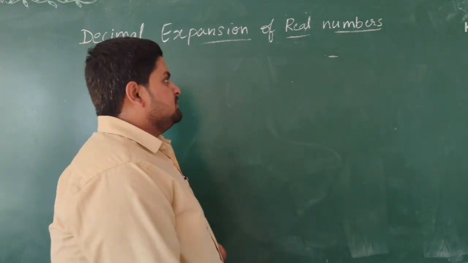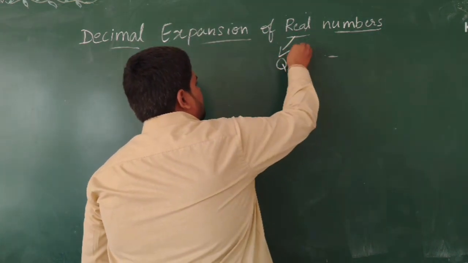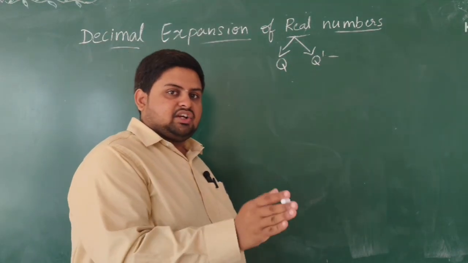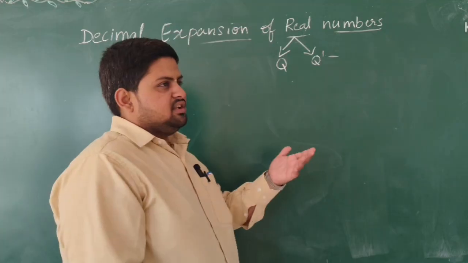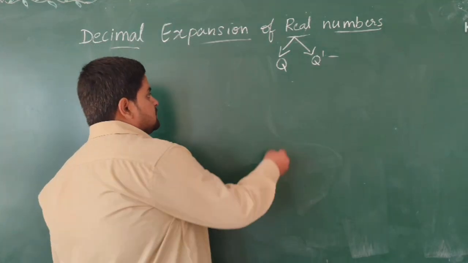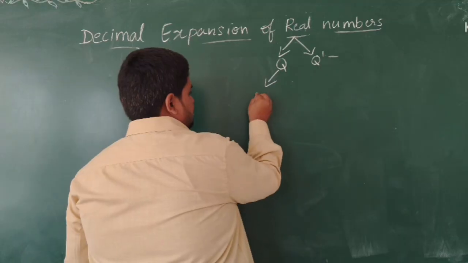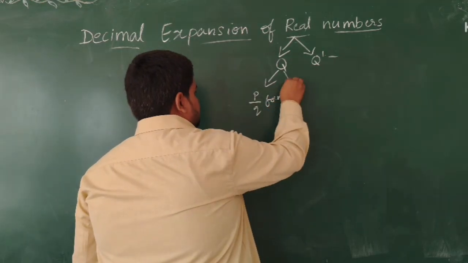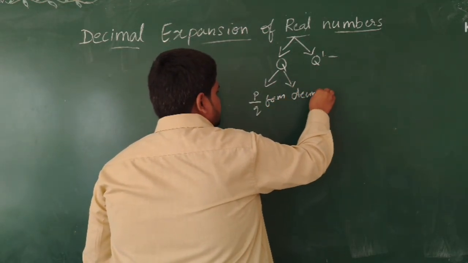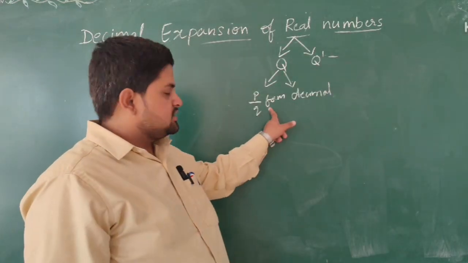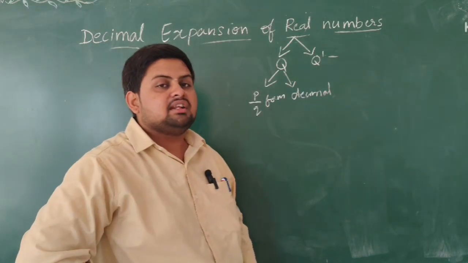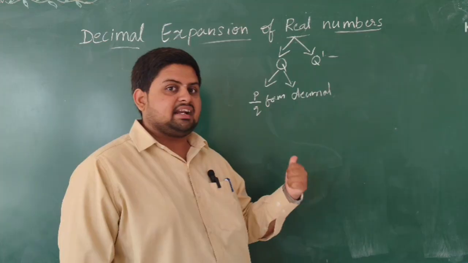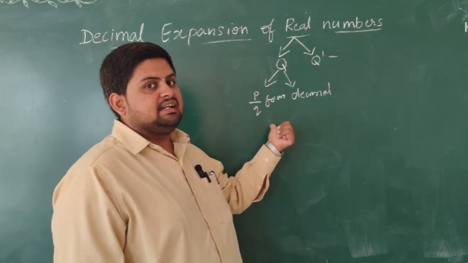So we know real numbers are of two types. One is rational numbers, the other is irrational numbers. So a real number can be either rational or irrational. In the previous video, we discussed that rational numbers can be written in two ways. One is p by q form. Another is decimal form. Not only rational numbers but even irrational numbers can be written in decimal form. So let us see how we can write certain rational and irrational numbers in decimal form.